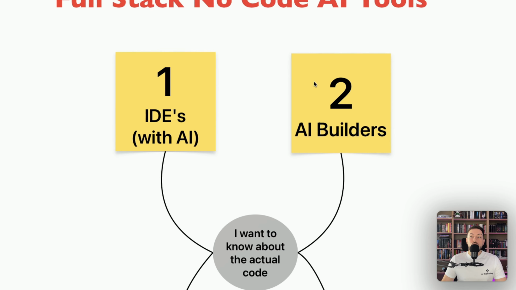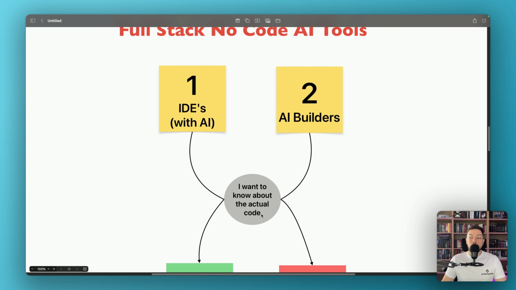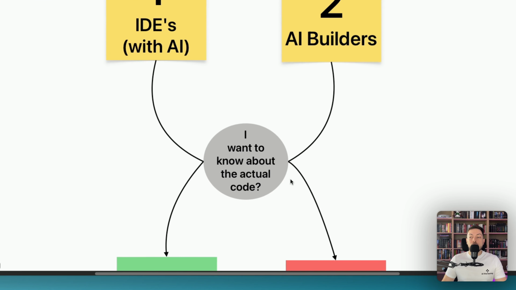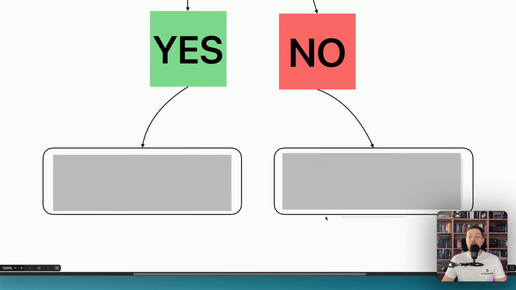Based on either two of these groups, you can ask yourself a question. I want to know about the actual code, right? Based on the answer to that question, yes or no, you're going to know which group of AI builders or no-code tools you should be using. Let's look at these two groups.